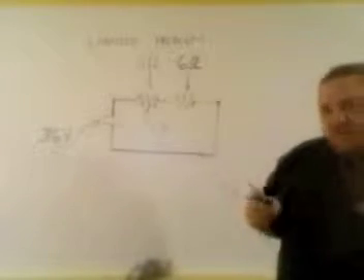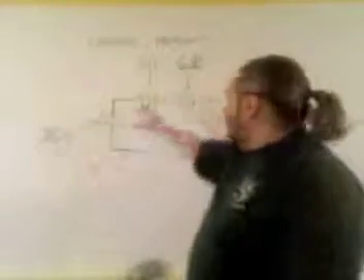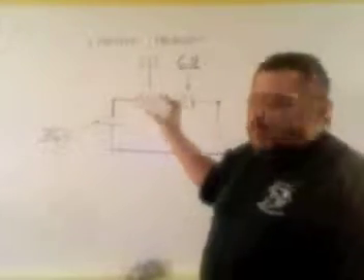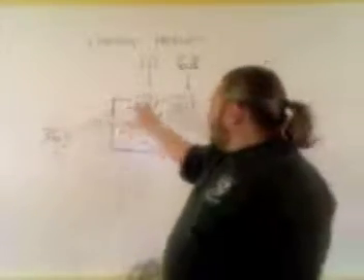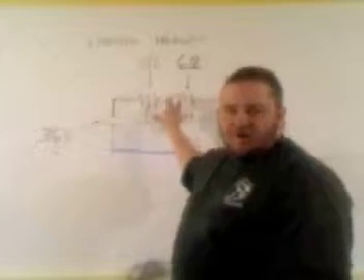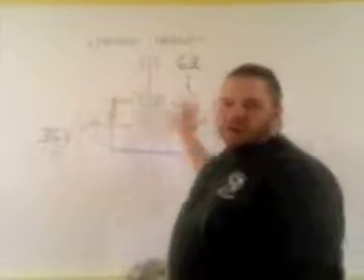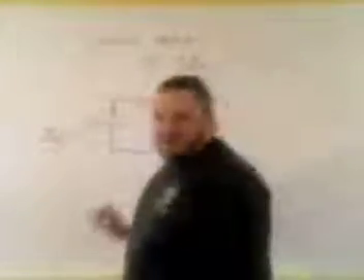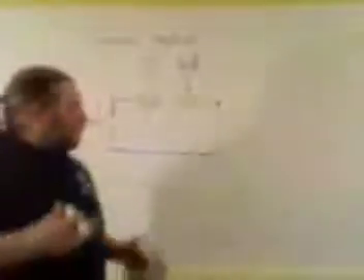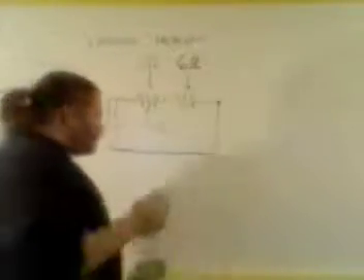So what we need to do is determine what the current is going through the entire circuit. And knowing that the current through here and the current through here are identical, that would mean that the current going through the entire circuit would be equal to the current going through the 3 ohm. So, how do I determine that current? Ohm's law. Let's start with that.